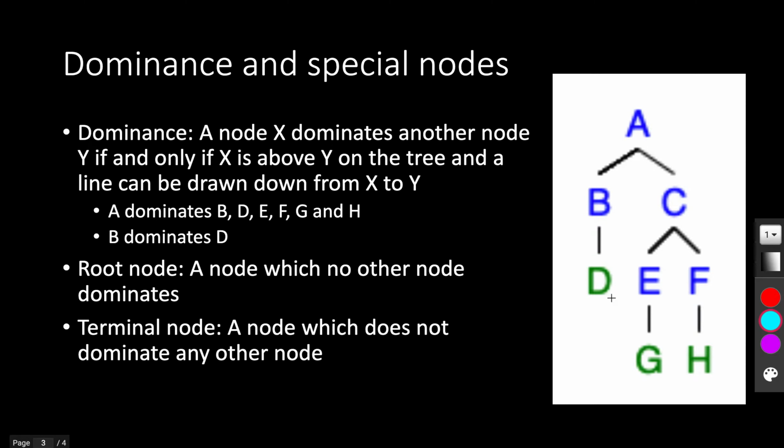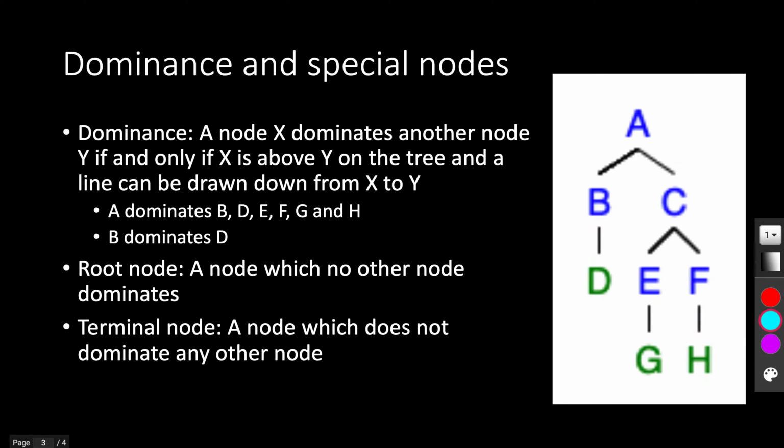So now that we've introduced these notions of nodes and branches, we can ask ourselves, how do nodes relate to each other on the tree? One basic relation that one node can have to another is dominance. I'll read this technical definition, I'll go over what it means, and then I'll go over a few examples.